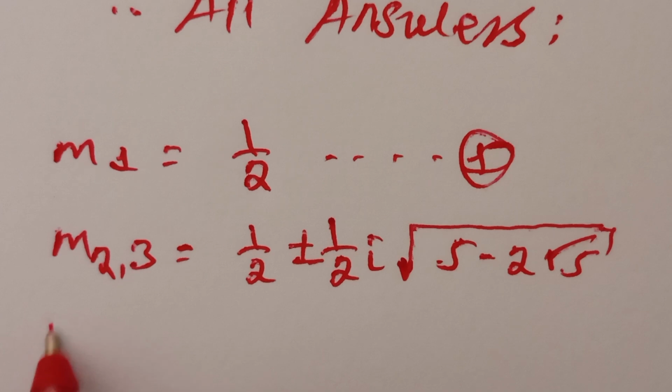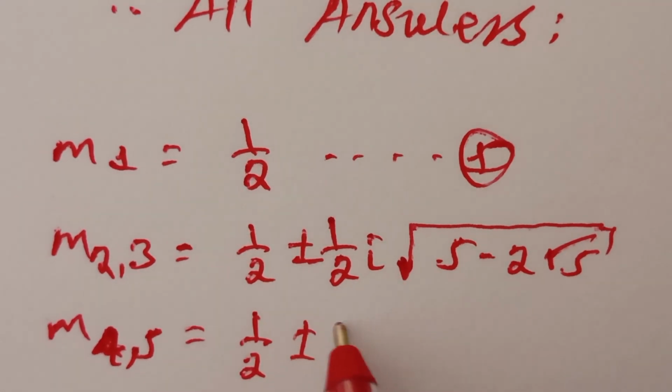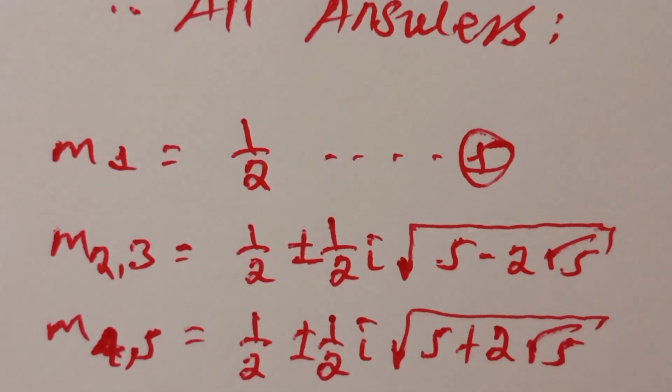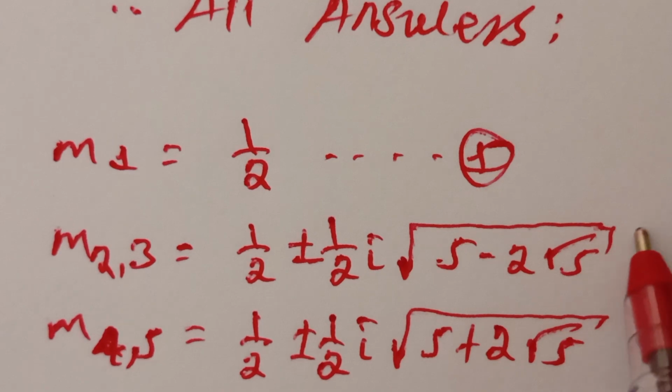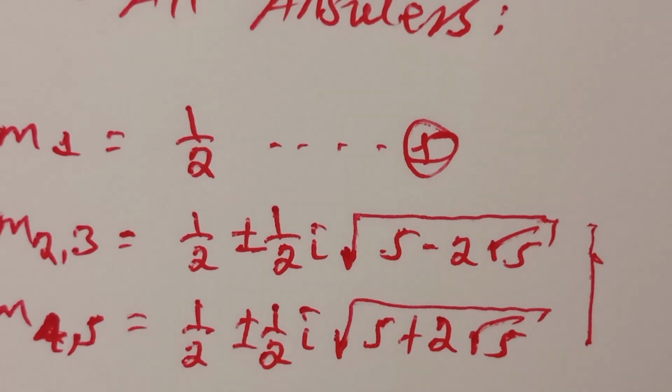And m4 and m5 are equal to 1/2 plus or minus 1/2 i times the radical of (5 plus 2 root 5). So these are from equation 2.